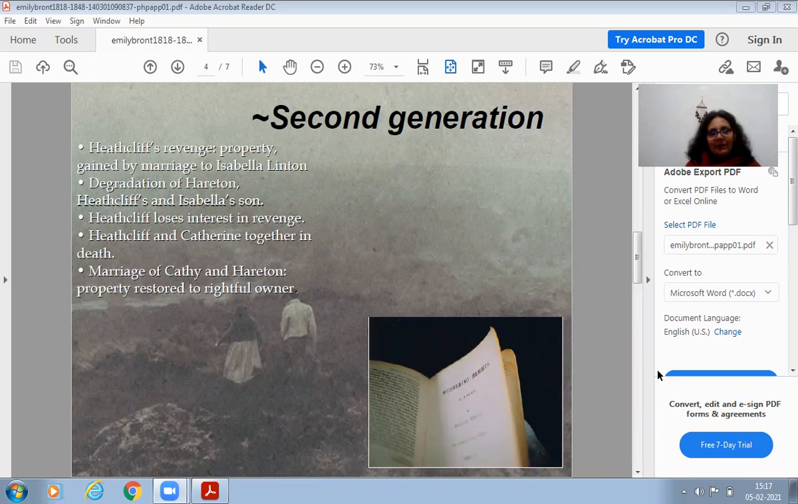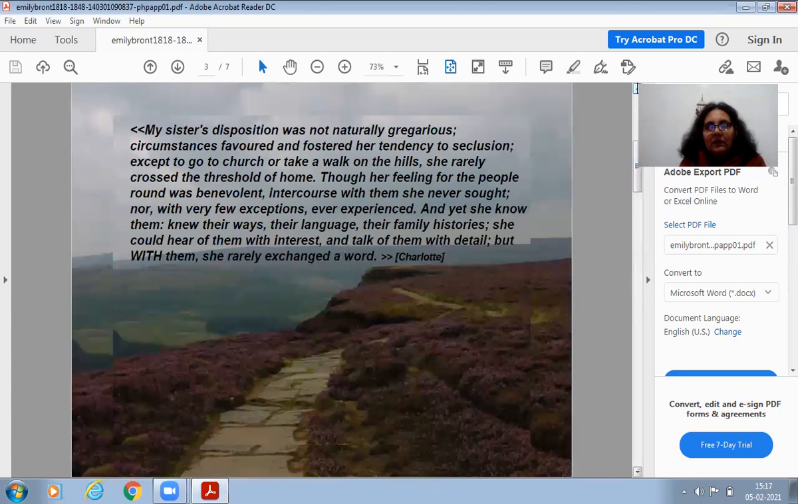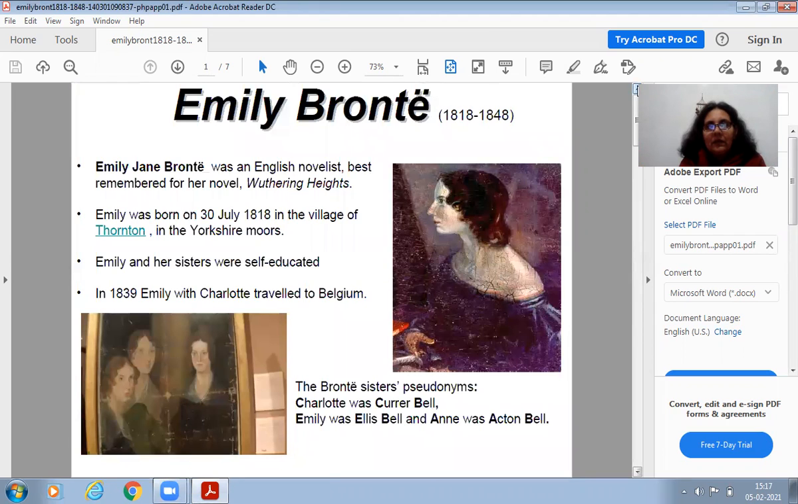These are the major characters in the novel. Now, what does the novel talk about? In a rough sense, we have already said that it's a story of two families. It is about two families. But what happens within the family?